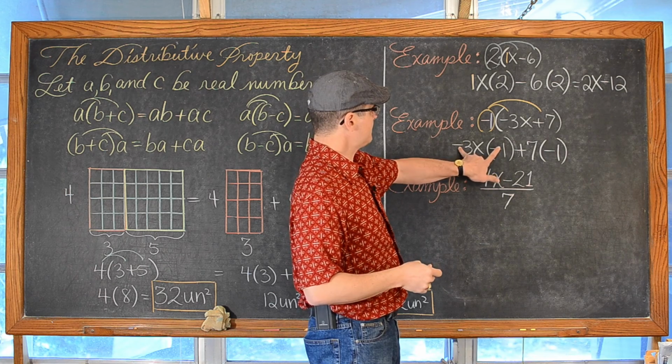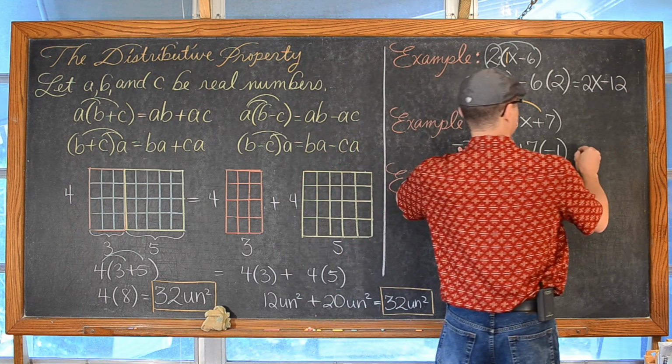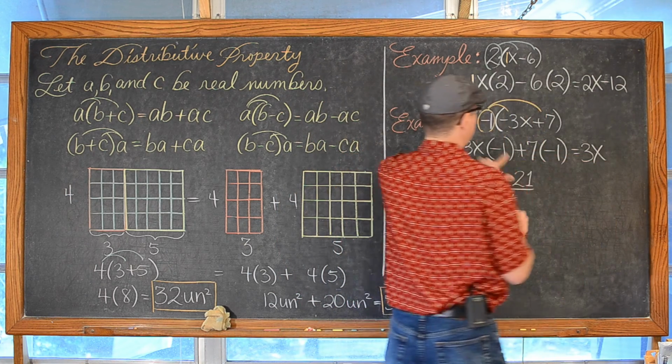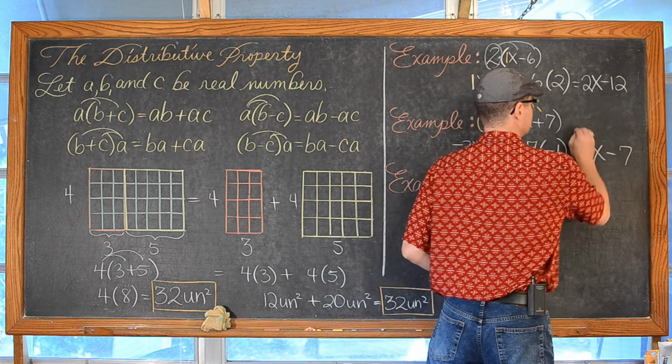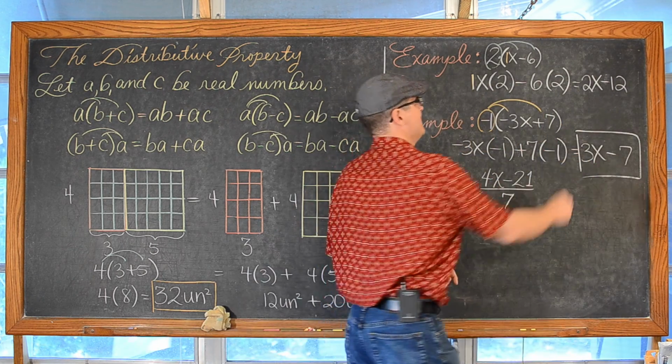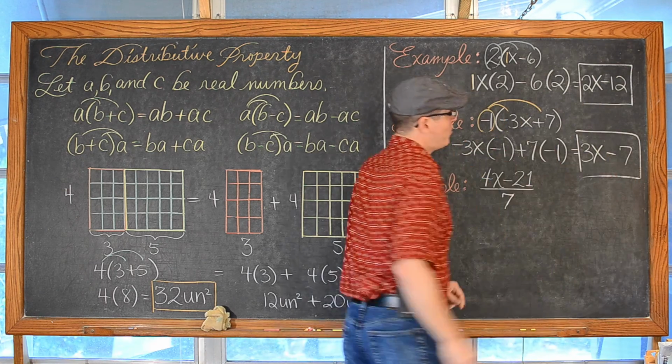So we have negative 3 times negative 1, which is positive 3, and positive 7 times negative 1, which is negative 7. And that problem is done. Bam! Okay, one last example.